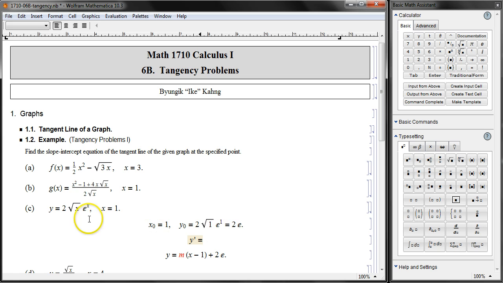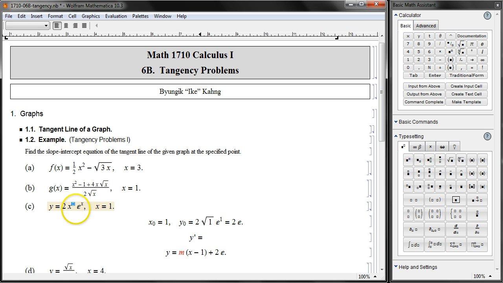So this is equivalent to x to the 1/2 power. So let's go ahead and use the power rule and product rule. So we get 2 times 1/2, so x to the negative 1/2 power, and the exponential stays the same, plus 2x to the 1/2 power stays the same, and the derivative of the exponential function stays the same. So this is the derivative.